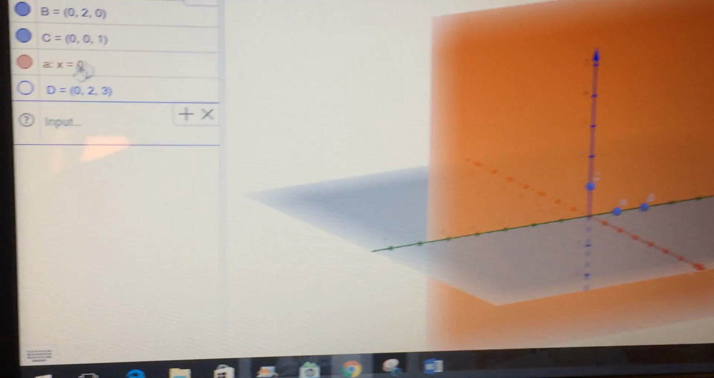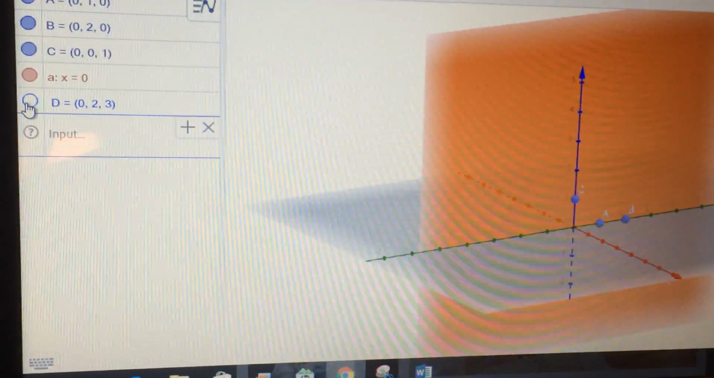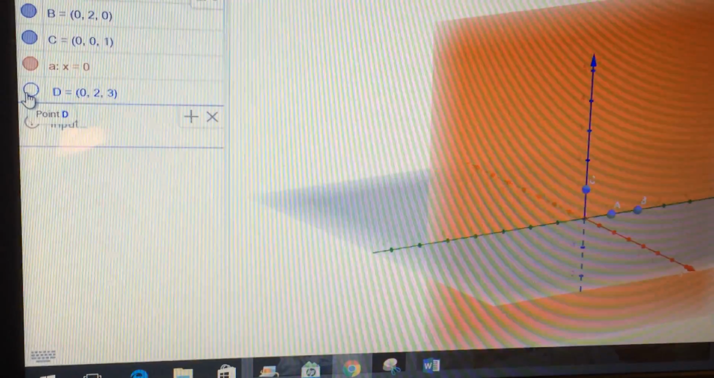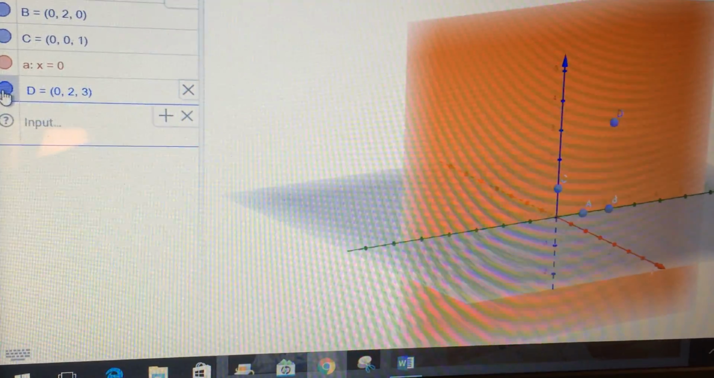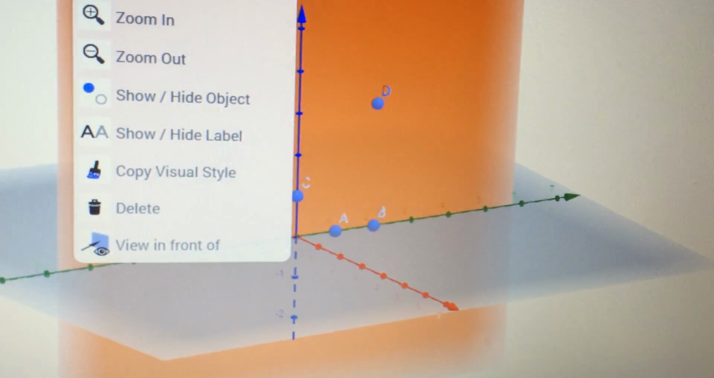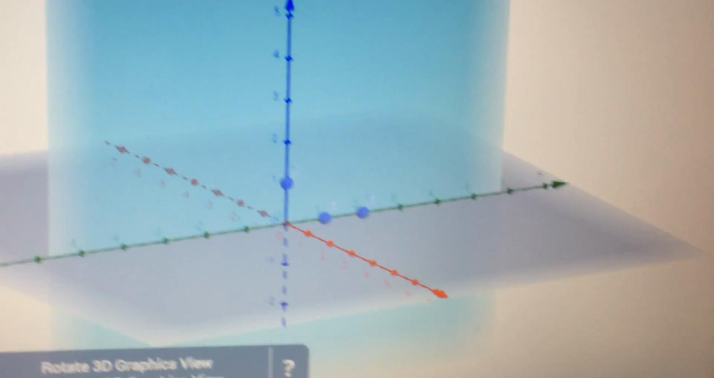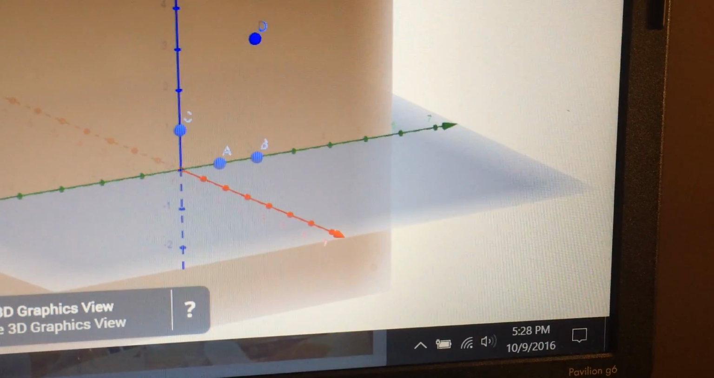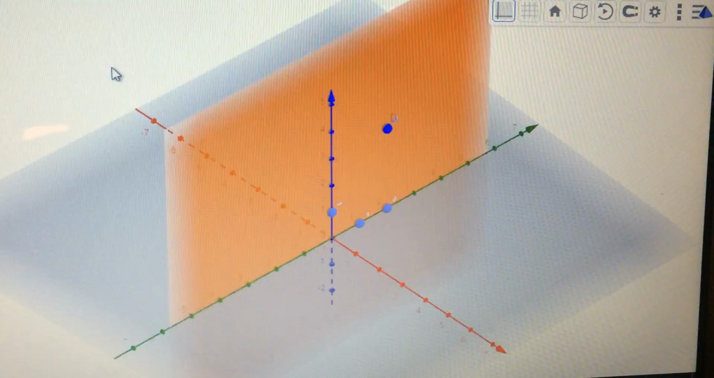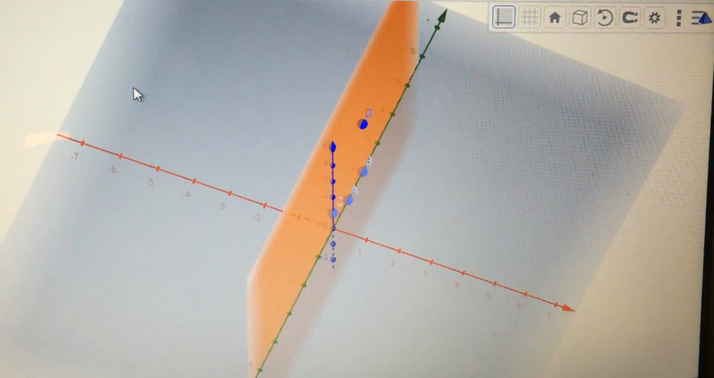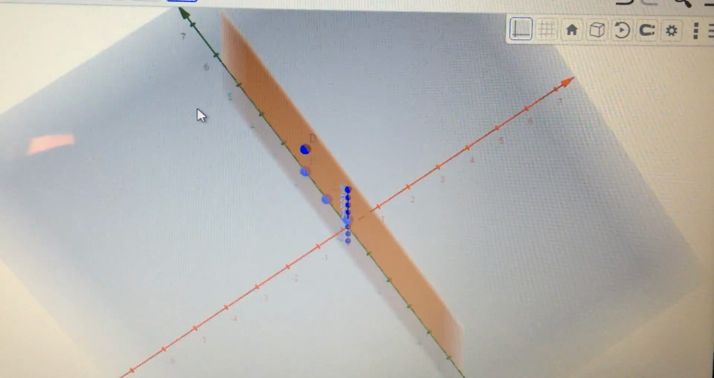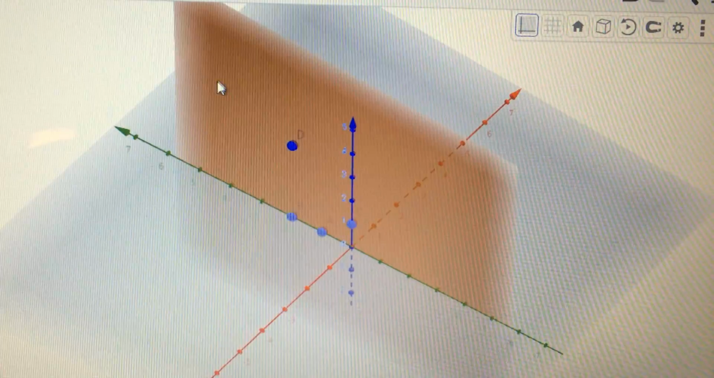So we're going to enter some points. I already have one available where x is equal to 0. Point D is 0, 2, 3. Again, the characteristic we're looking for is for x to be 0, and it does not state that you have to have anything other than what we are showing. So we're going to see if that crosses. As we spin it around, you can see that yes, that is a clear intersection of that plane.